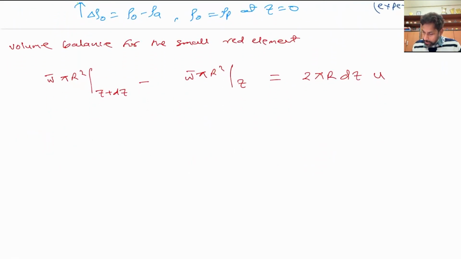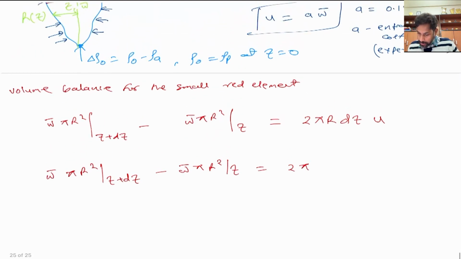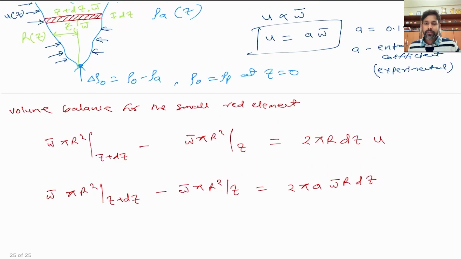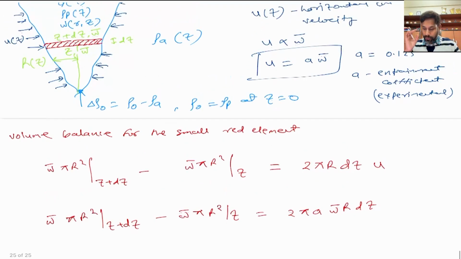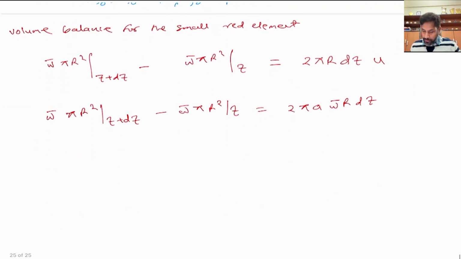So we will simplify this further. This is calculated at z plus dz, minus w pi r square calculated at z, and this becomes, where u is a w, 2 pi r a w dz. This is clear. The left hand side flux is the vertical flux and the right hand side flux is the horizontal flux, and they must balance the total flux within that red element. So this gives us the volume flux balance.